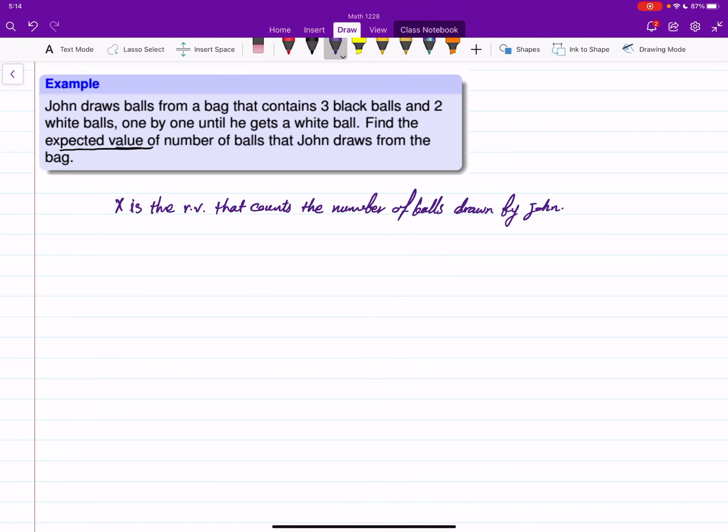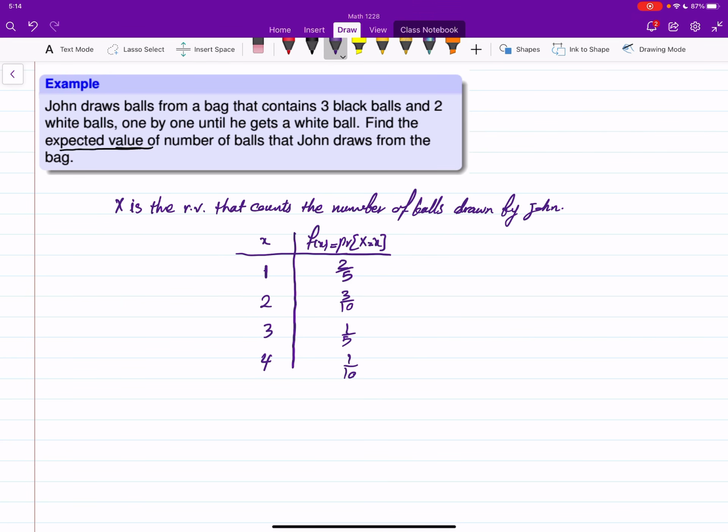And remember we had this tree for that, and then we found the possible values. At least he will draw 1, then the second value will be 2 balls drawn, 3 balls drawn, and 4 balls drawn. We have found the PDF of this in the previous chapter, so I'll just write it here. If you cannot figure it out yourself, go back to those videos and watch those ones. This is 2 over 5, 3 over 10, 1 over 5, and 1 over 10.